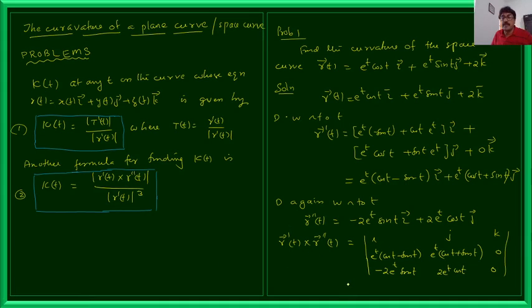So on simplifying, expanding with respect to the third column, k into you will get e raised to t cos t minus sin t into 2 e raised to t cos t, then minus 2 e raised to t sin t into e raised to t cos t plus sin t. Simplifying, you will get this as 2 e raised to 2t k.